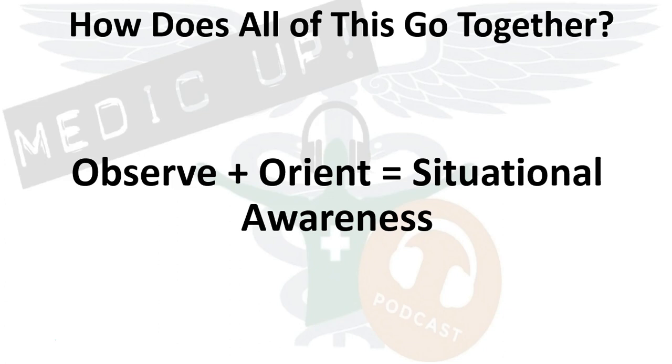Observe plus orient equals situational awareness. And in context with the OODA loop as a system, those who can observe and orient the fastest and the most consecutive times will beat their opponent, like I said, no matter if it's warfare, business, the corporate world, or competitive sports.